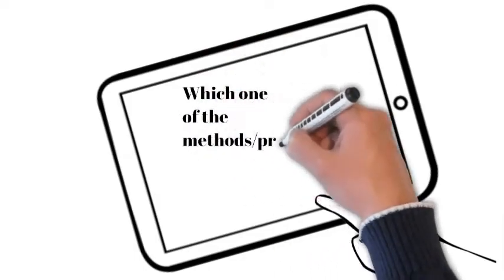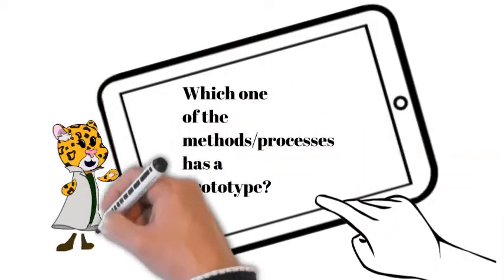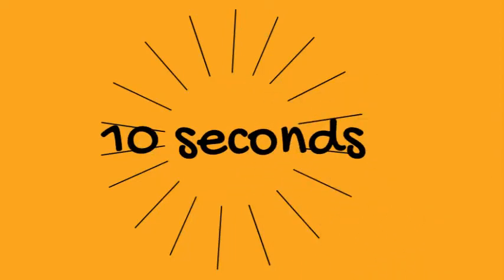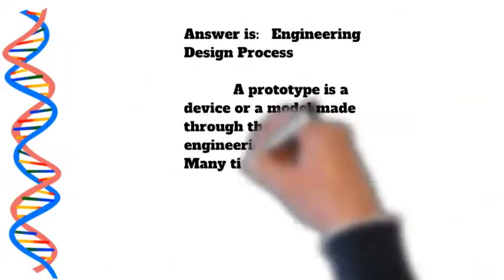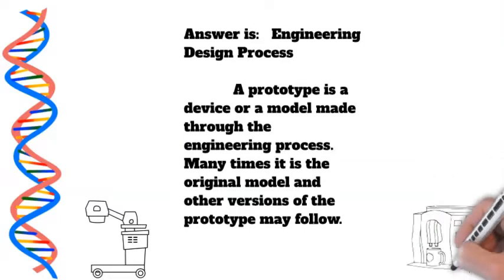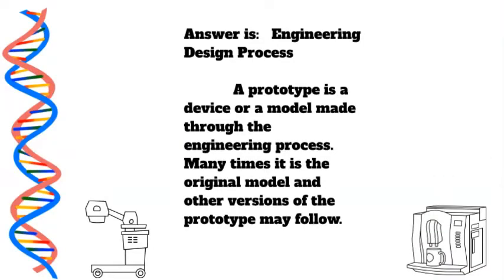Question 6. Which one of the methods, processes, has a prototype? The answer is the engineering design process. A prototype is a device or model made through the engineering process. Many times it is the original model, and other versions just follow that same prototype.